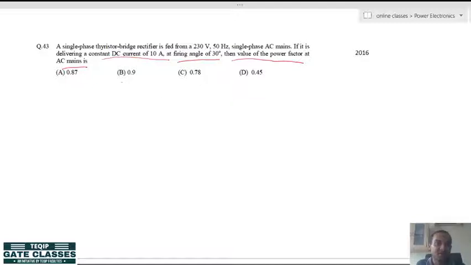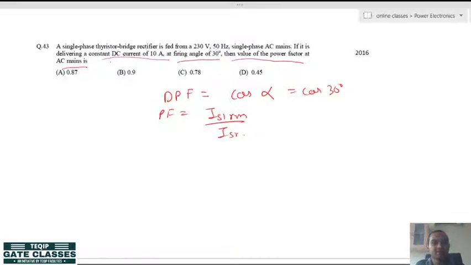If you want to calculate the power factor, first of all you have to calculate the displacement power factor. The displacement power factor will be cos alpha for a constant current load, for a fully controlled thyristor bridge. So, it will be cos of 30 degree, and for the power factor it will be IS1 RMS over IS RMS into cos alpha. So, IS1 RMS you have to calculate.